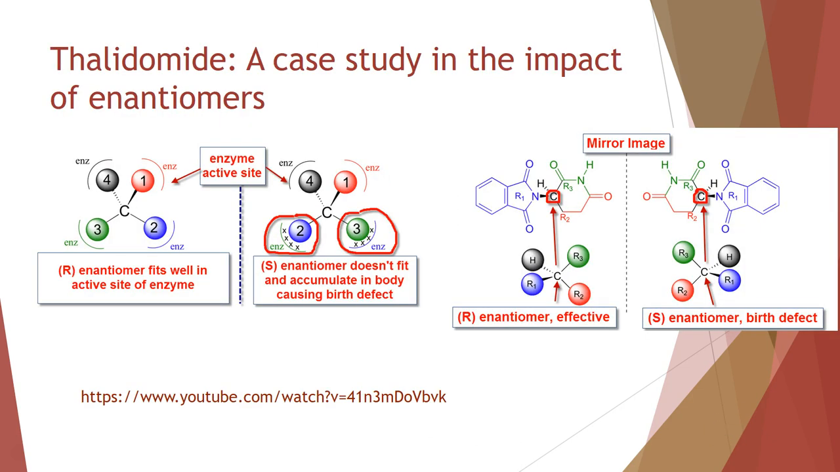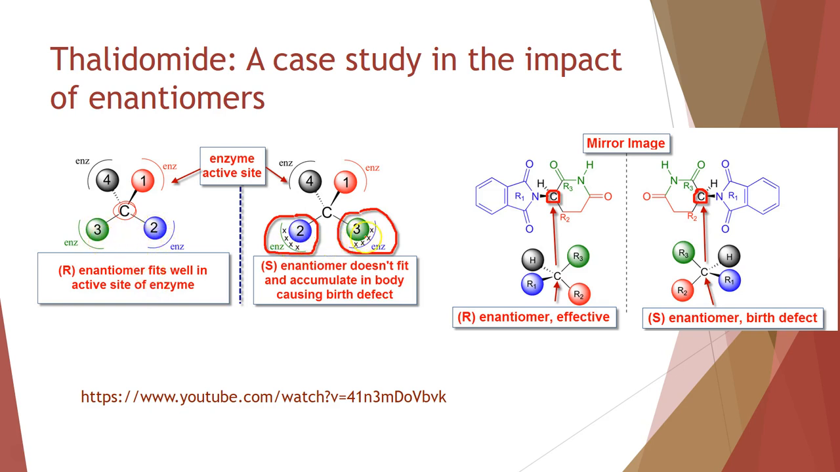We've talked about thalidomide a lot since starting the option, and this is one case study where we can look at the impact of enantiomers. If we look at this enantiomer here, where we have the functional groups 1, 2, 3, 4, we have a chiral carbon in the center here. This can fit well into the active site of the enzyme.